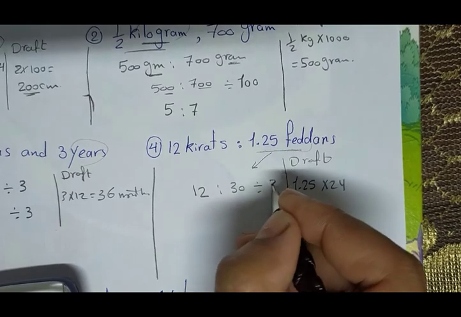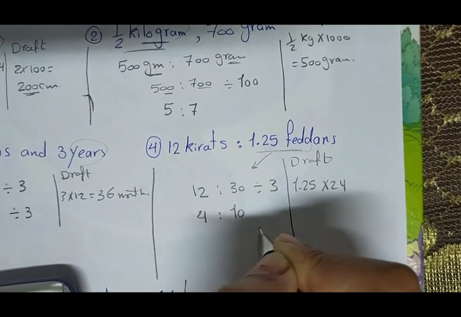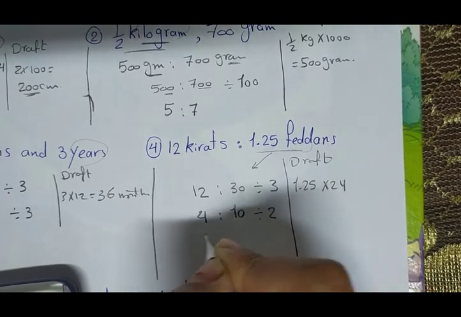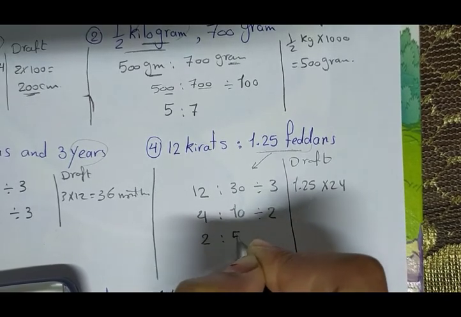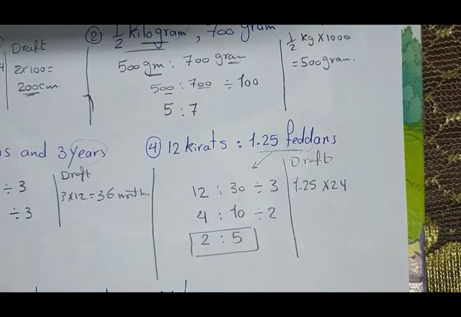I can simplify by dividing by 3, 4 and 10. Can simplify again by dividing by 2, 2 and 5. This is the simplest form. Last question I have.